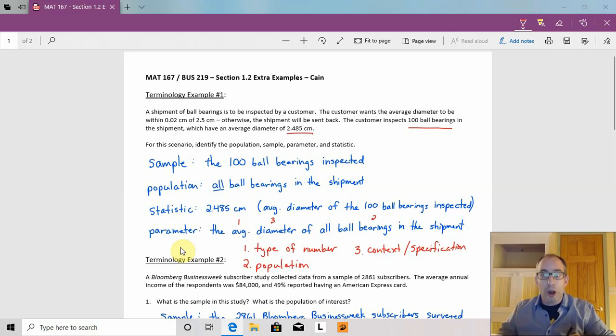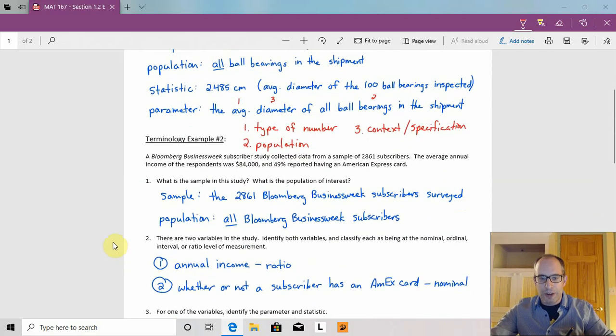So the parameter almost always cannot be written numerically. I mean, maybe if you have a census, you can write out the parameter as a number. But other than that, if you're doing any kind of inference, you're not going to be able to, because you're going to have information from the individuals in the sample, but not from all the ones in the population. So those are the three things you want to look for. What kind of number it is. It's got to relate to the population, not the sample. And then that context or specification part.